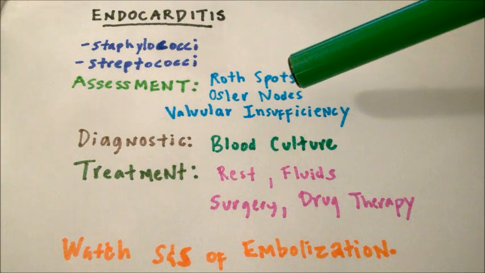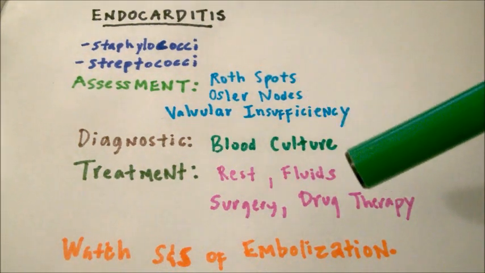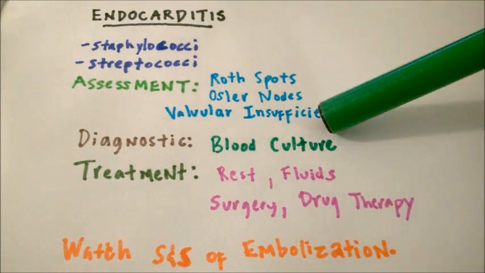Another one is Osler nodes, which are basically just tender raised lesions that can be found in the fingers or in the toes. And lastly is valvular insufficiency with our patient's heart valves.